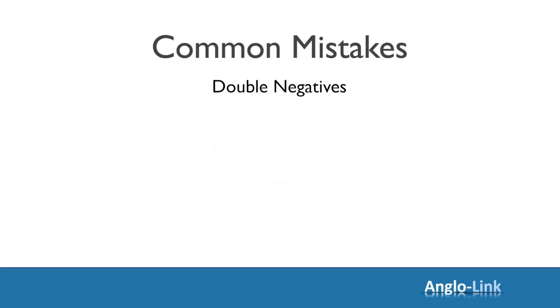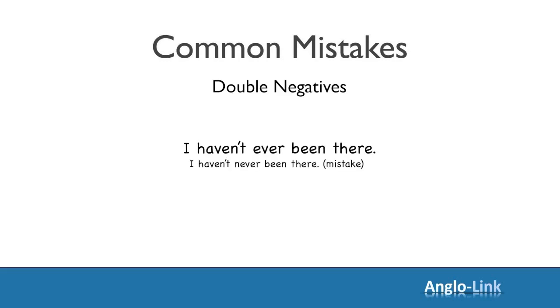Let's give you one last example of a double negative. I haven't never been there. Once again, just either use the negative verb or the negative word. Negative verb, I haven't ever been there. Or negative word, I've never been there.